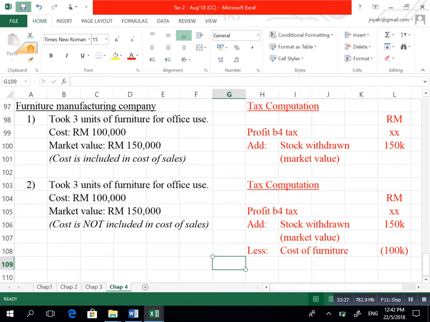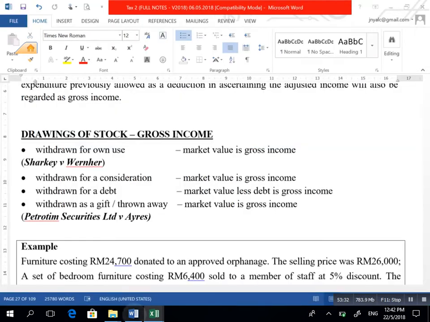Class, any stock withdrawn for own use, or stock withdrawn for a consideration. Consideration means payment. Maybe I will use my stock as a payment to you because I have no cash. That is the consideration purpose. Or maybe withdrawn for a debt, or withdrawn as a gift, or you throw it away. All of this also, market value will be treated as gross income. All of this has the same treatment. So now class, look at this example.